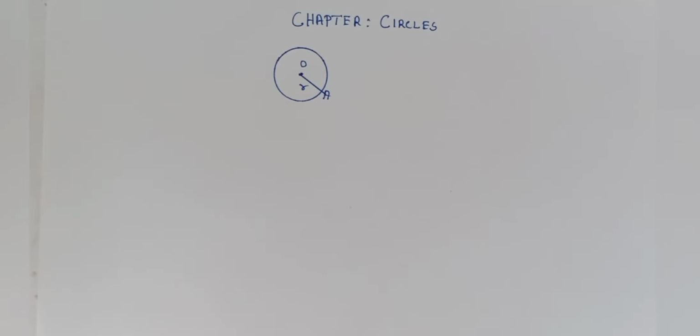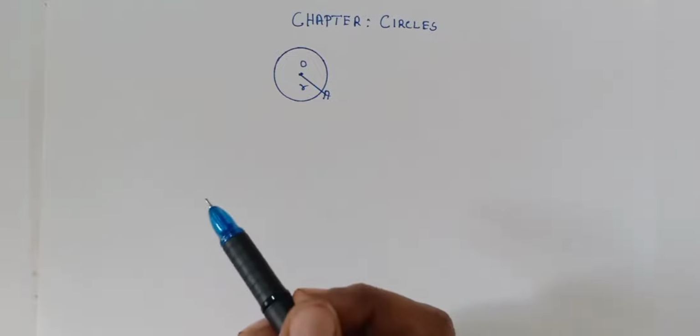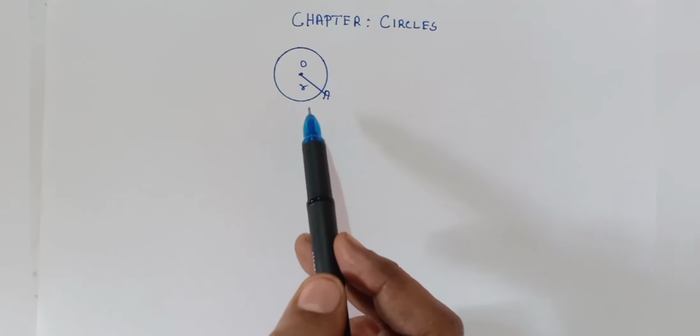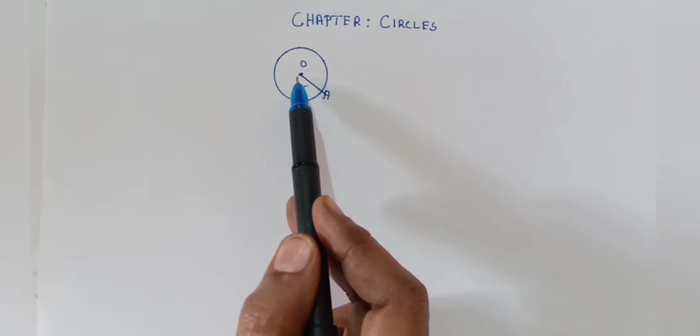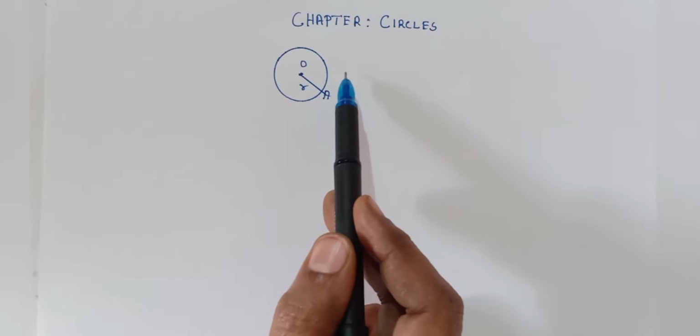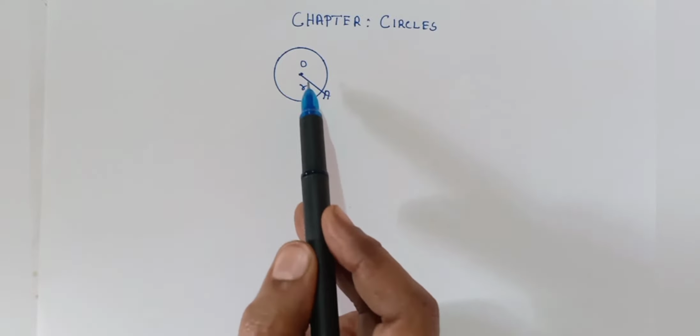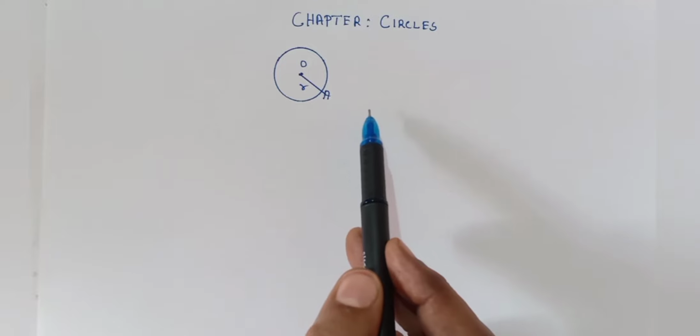Good morning, children. In the previous class, you studied about circle and some terms related to circle. So, circle means a set of points which are equidistant from a fixed point. The fixed point is called the center of the circle and the equal distance is called radius of the circle.